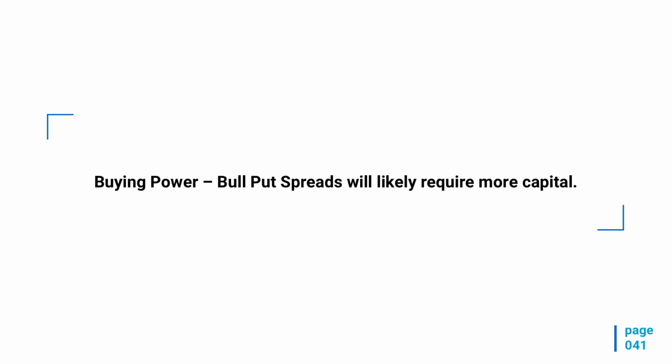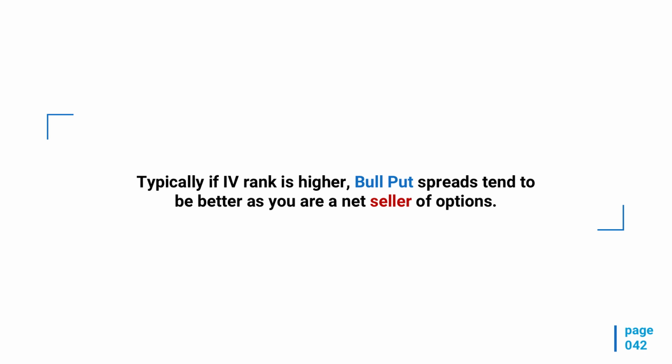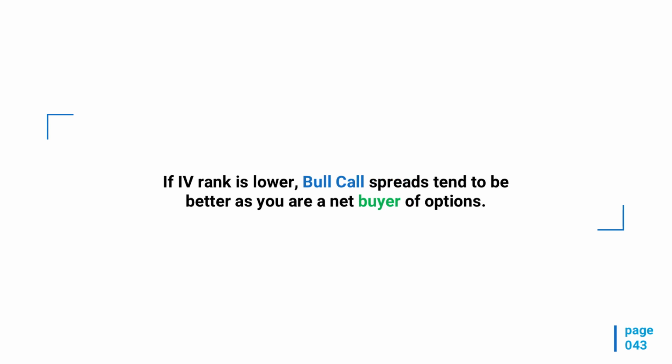The buying power. The bull put spread will likely require more capital. This is in particular true if you've got margin multipliers or margin buffers associated with your trading account, which most brokers will charge you. Typically, if 5-year rank is high, you want to be trading bull put spreads and probably out of the money bull put spreads to make the most out of the high volatility, and you will ultimately be a net seller of options. If 5-year rank is lower, bull call spreads tend to be better as you are a net buyer of options.